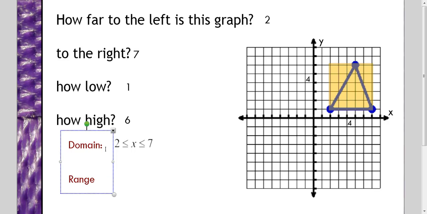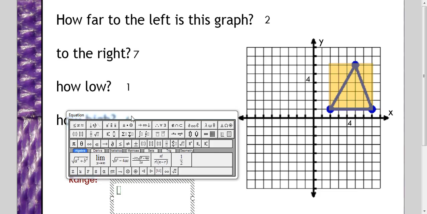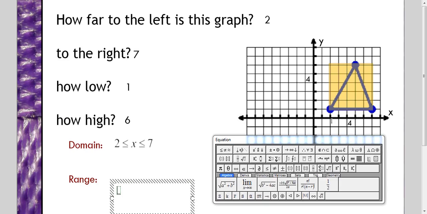So for range, same idea, and we've already kind of done the work. So it goes down. What's the lowest point on it? It's 1. 1 is included, so we can do that. y. We go up as high as 6, and 6 is included, so I'm going to use less than or equal to 6.